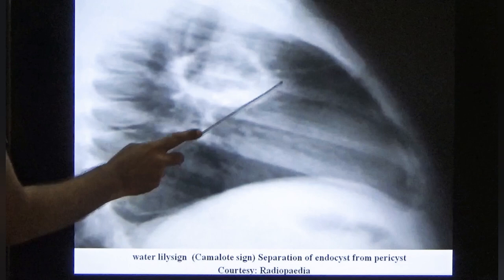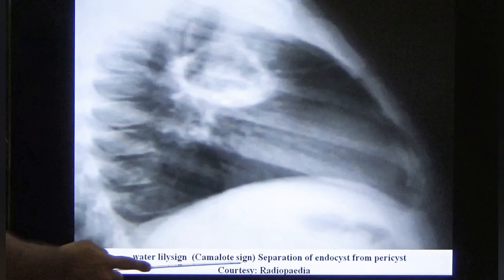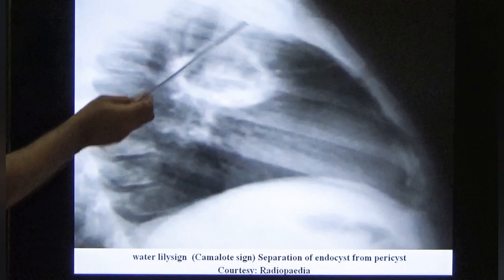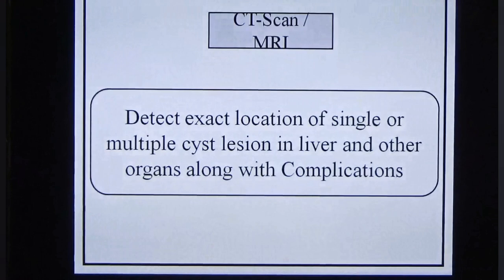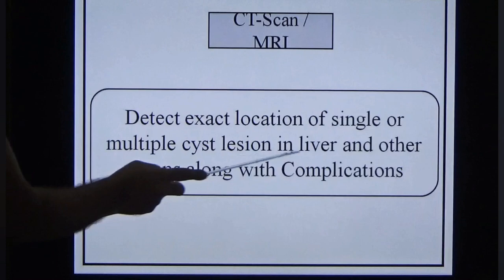Okay, this is a very important sign. It is known as the water lily sign or Camalote sign. That means it looks like a flower of the lily. You can see it under the X-ray as well as in the ultrasonography. Okay. And with CT scan and MRI, you can detect the exact location of single or multiple cyst lesions in the liver and other organs.